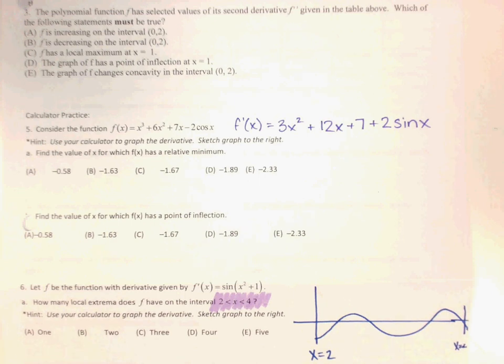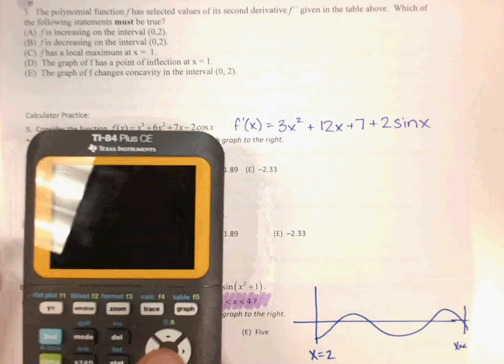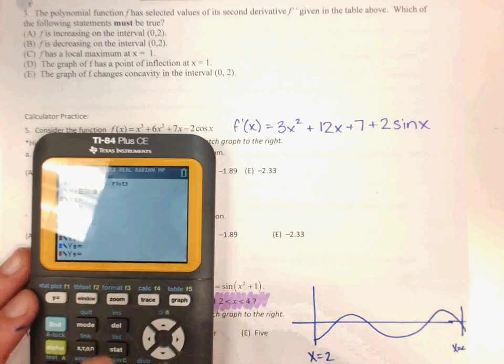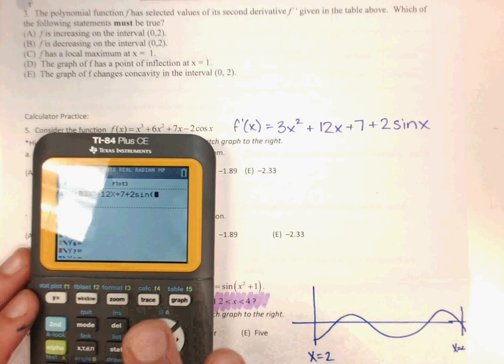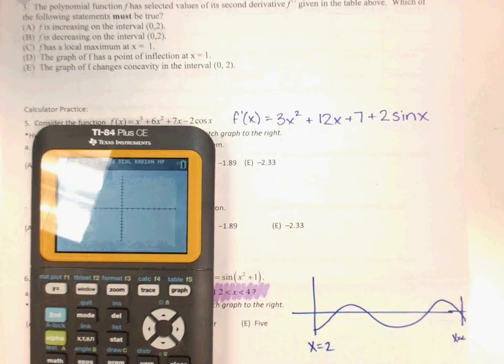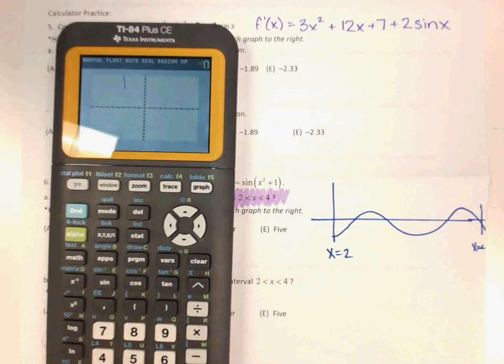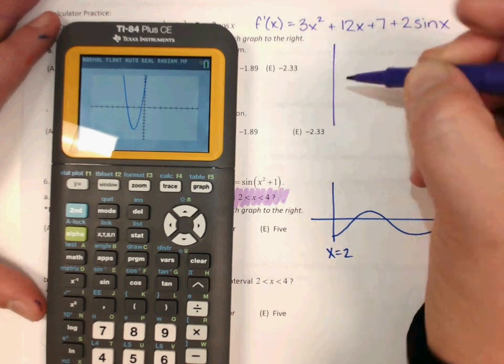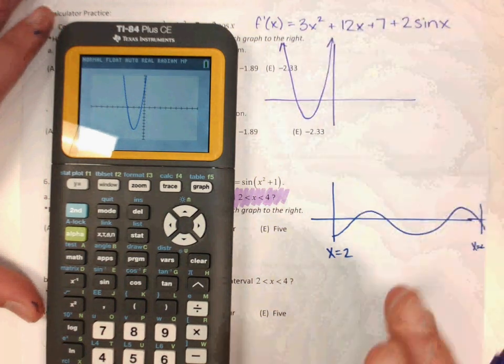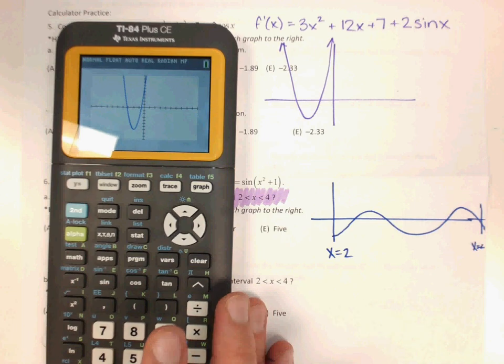Okay, from there, you are going to graph it on your calculator. And I know you don't have one, but I'll graph it up here so you can see it. 3x squared plus 12x plus 7 plus 2 sine x. Okay, so then zoom 6 for a regular window. So here's my graph. I want you to sketch it on your paper. Okay, it goes like that. Now, question, does it make sense if I graph 3x squared that it looks like that?